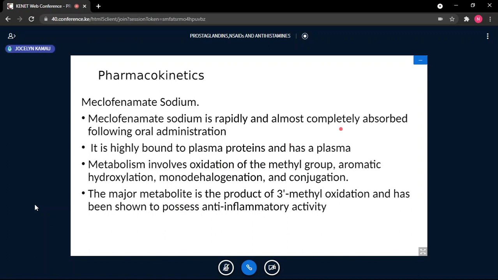Pharmacokinetics: it is rapidly and almost completely absorbed following oral administration. It's again highly bound to plasma proteins, almost all of them because of the carboxylic acid. The metabolism involves oxidation of the methyl group, aromatic hydroxylation, and sometimes also monodehalogenation and conjugation. The major metabolite is the product of the 3-methyl oxidation and has been shown to possess anti-inflammatory activity. So the 3-hydroxymethyl derivative is a major metabolite, and indeed it's active. If you look at the printout, it has been stated that it's active.